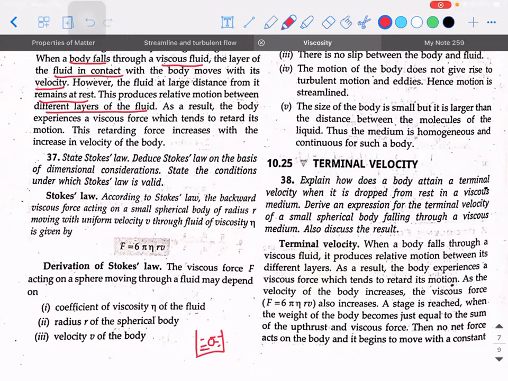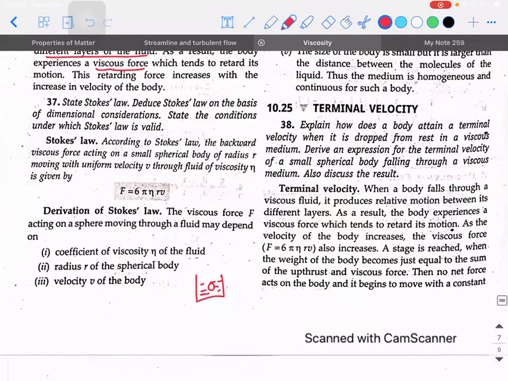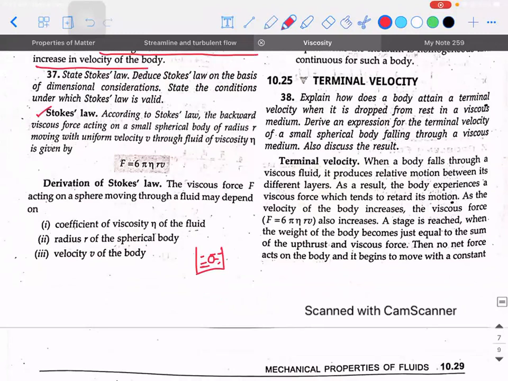And this is happening because the object is experiencing a viscous force which is tending to retard its motion. If you take the solid and drop it under the influence of gravity, it will move fast compared to the speed with which it is moving within the viscous liquid. So the retarding force increases with the increase in velocity of the object. From this, what we can conclude is there is a law which is called Stokes' law.